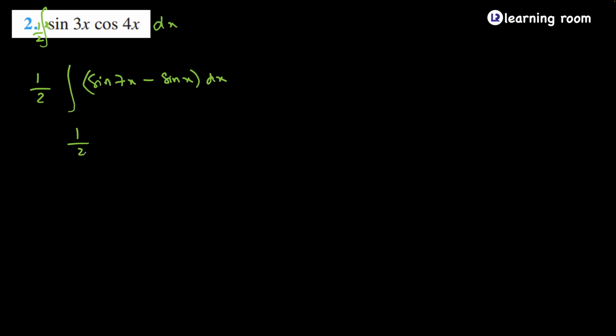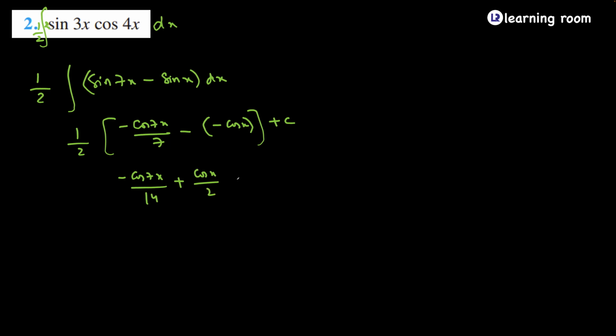So half into, what is the integral of sin 7x? It will be minus cos 7x/7. Minus is already there in the equation. What is the integral of sin x? It is minus cos x plus c. So the answer is going to be minus cos 7x/14 plus cos x/2 plus c.